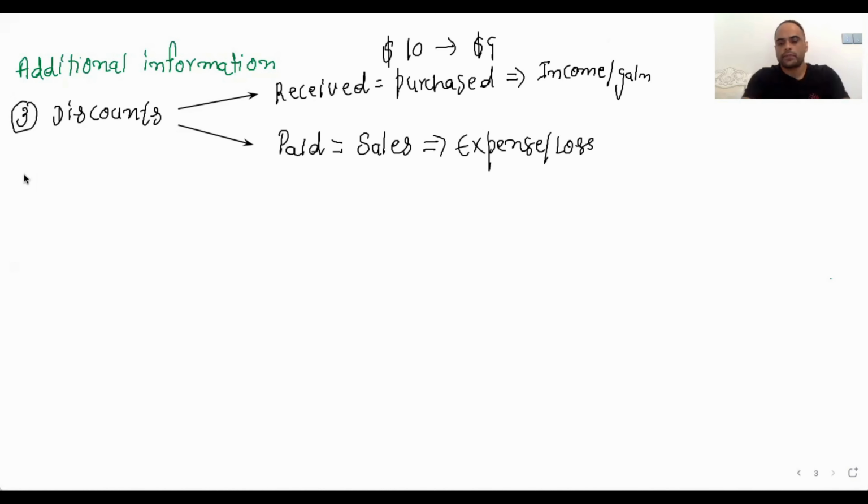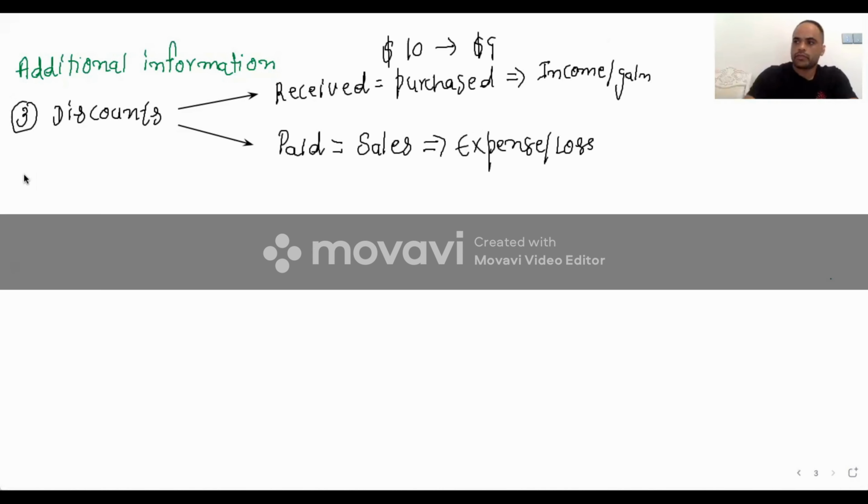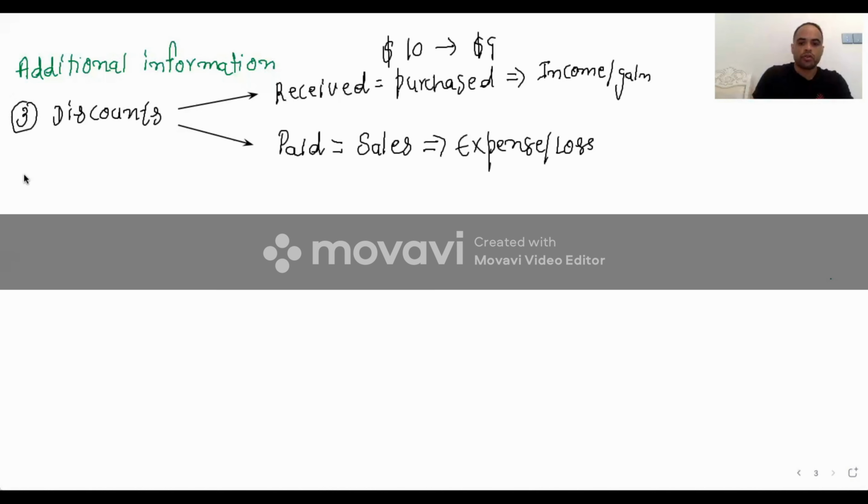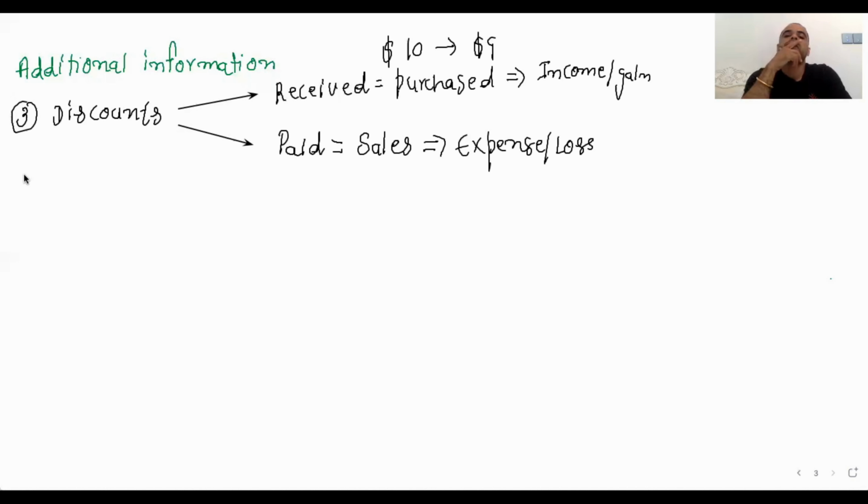So remember this thing, right? If you receive discounts, that's your income, that's my credit. If you pay discounts, that's your expense, so debit. Remember that, all right? So that's all for your discounts. Discount is finished. Any question regarding discount? Or move on to number 4.